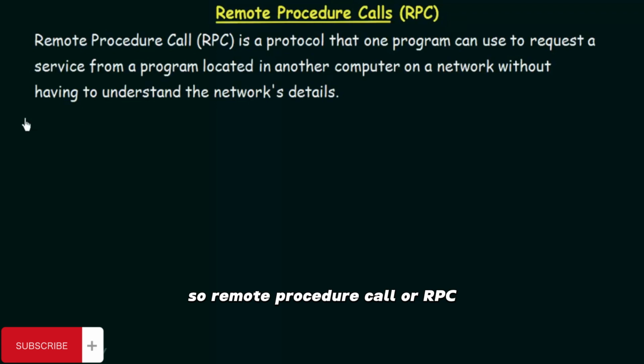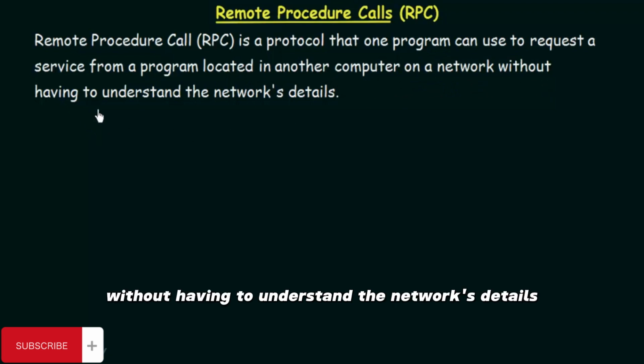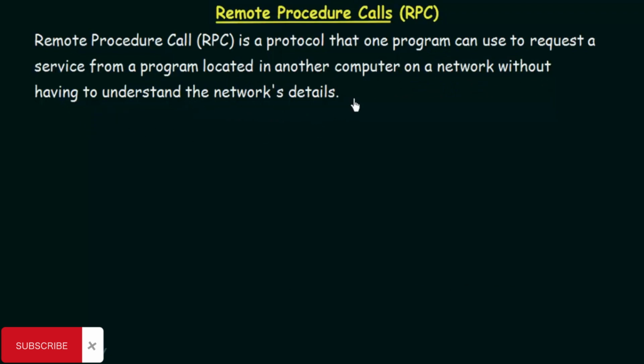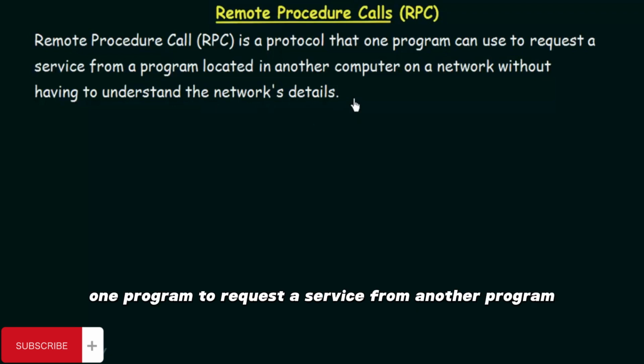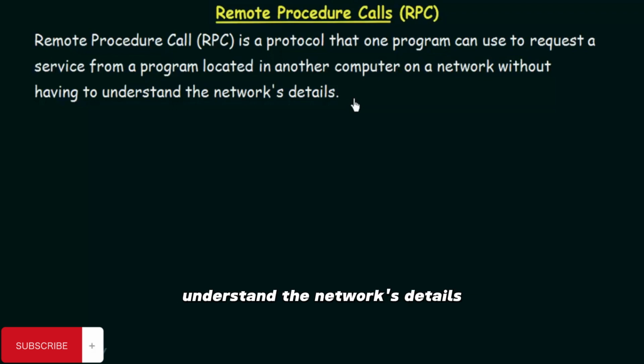So remote procedure call, or RPC, uses a protocol that one program can use to request a service from a program located in another computer on a network without having to understand the network's details. So RPC is a protocol that helps one program request a service from another program located in another computer on a network. And it does so in such a way that the processes that are communicating do not need to understand the network's details. RPC takes care of this.